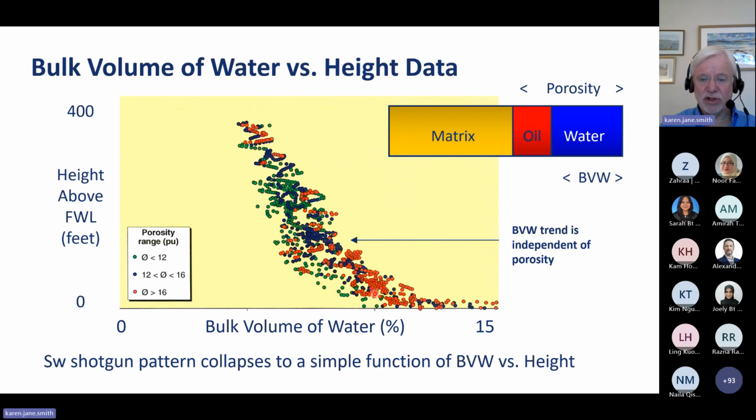All the data collapses to a single curve, and we see this on hundreds of fields. I remind you, the z-axis is porosity. So whatever porosity you've got, they fall upon this line here. So this makes it easier for the reservoir modeler.